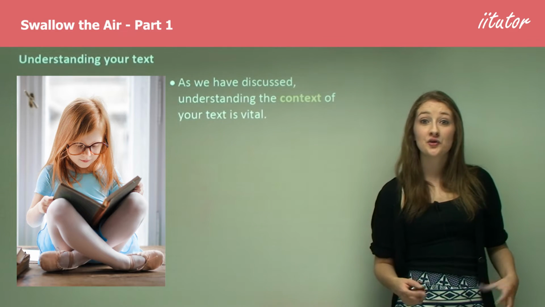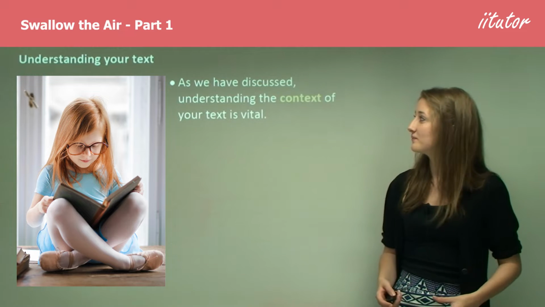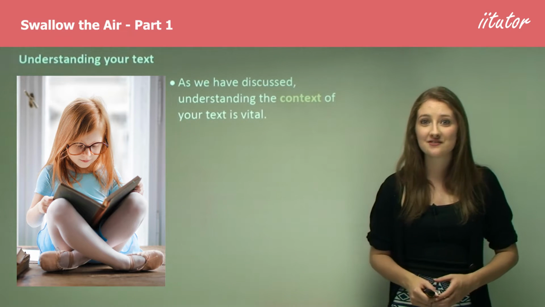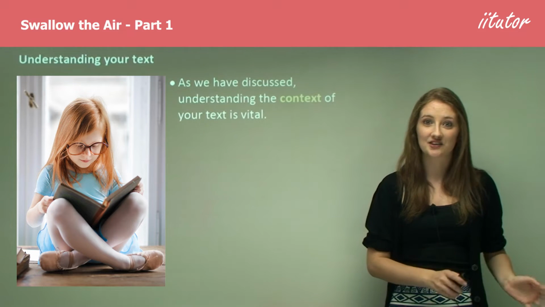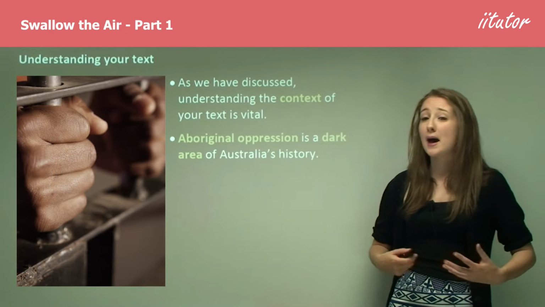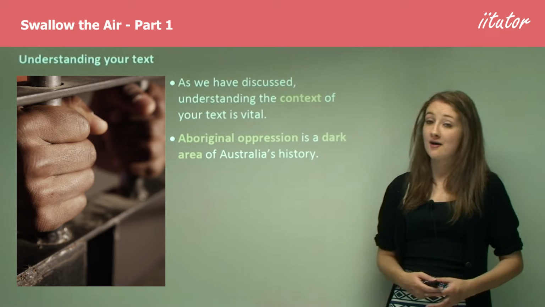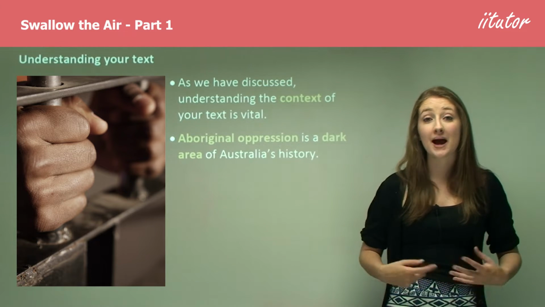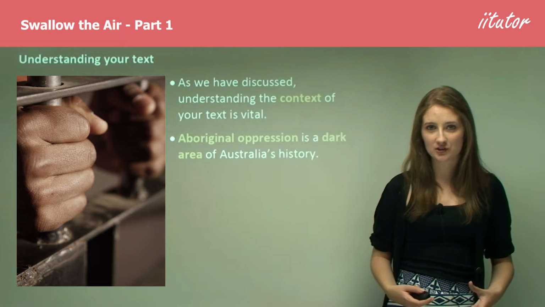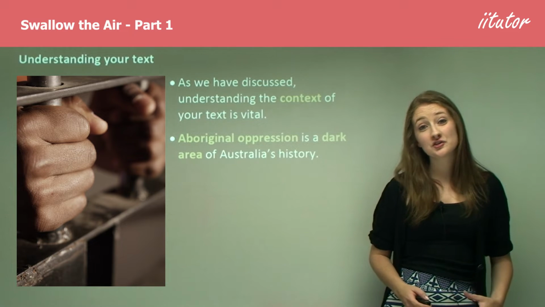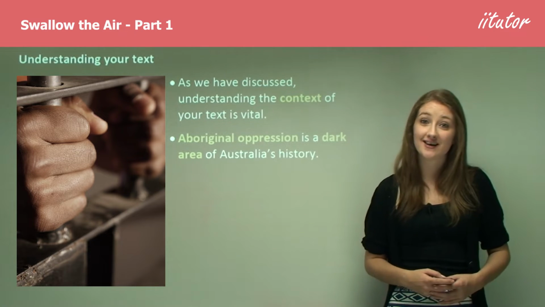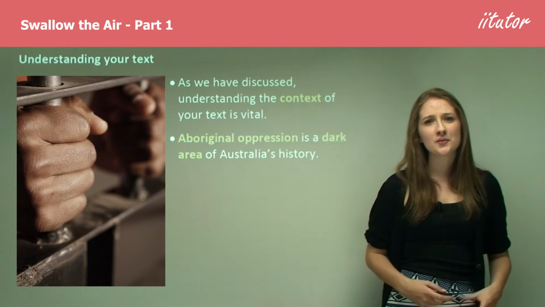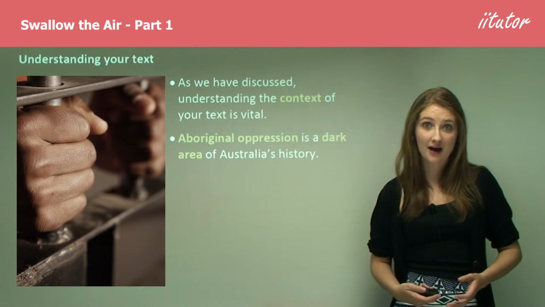So now let's take a look at understanding your text. As we've discussed, understanding the context of your text is really vital to understanding what it actually means. So, Aboriginal oppression is a dark area of Australia's history. If you've watched some of our earlier videos, you might have a bit of background about that Aboriginal oppression. However, we're just going to go over that context so you really understand the way in which the way Aboriginal people are treated influences literature which is produced about them.